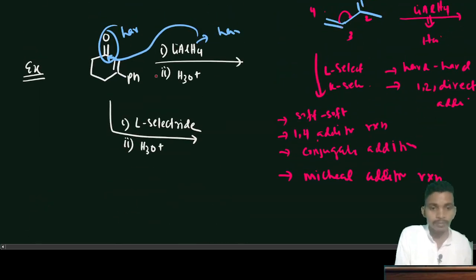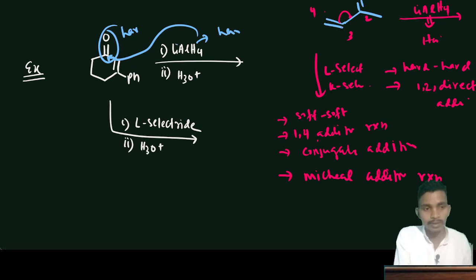Okay, so now here, if you attack to this, then what will happen? This will do a 1,2 addition, a direct 1,2 addition will happen here. So the product will be that H will come here, and this will become O minus. Okay, and here the double bond will be there, here Ph. So after hydrolysis, this will get that. So this is the final product for these questions, and if H is not mentioned, then this is the answer.